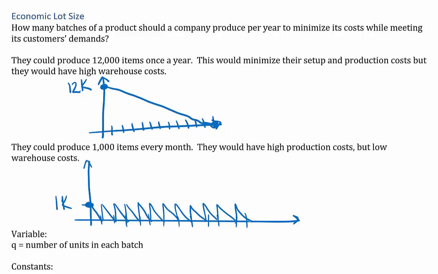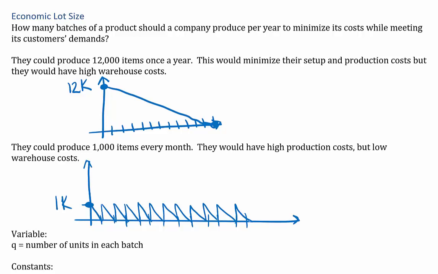Now, another option we could imagine is this company could produce 1,000 items every month. They still would be producing 12,000 items a year, but they'd be making it in 12 different batches. This would give them high production costs because they're doing their production 12 times a year, but they wouldn't need as large of a warehouse. They'd have smaller storage costs.